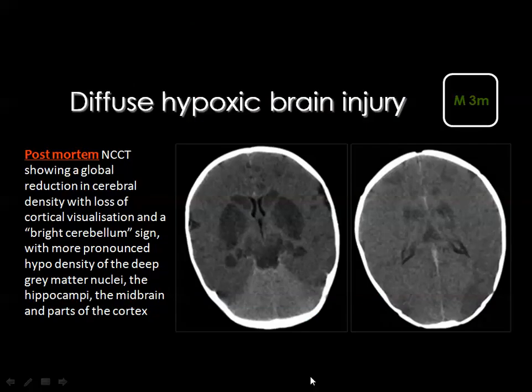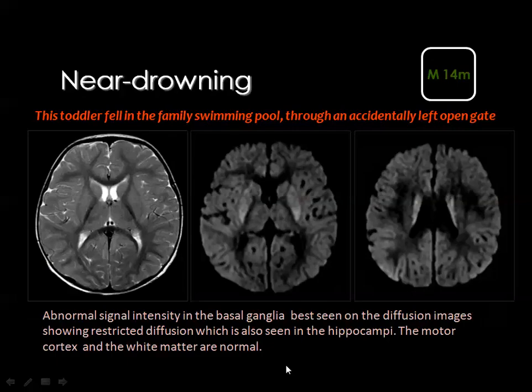And this is a post-mortem non-contrast CT brain scan showing extensive involvement of the cerebral tissue with severe impact on the basal ganglia, the caudate and the lentiform, as well as the thalami, together with most of the brain tissue, sparing the cerebellum.